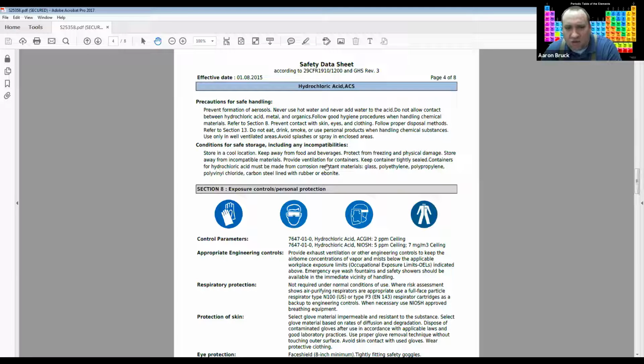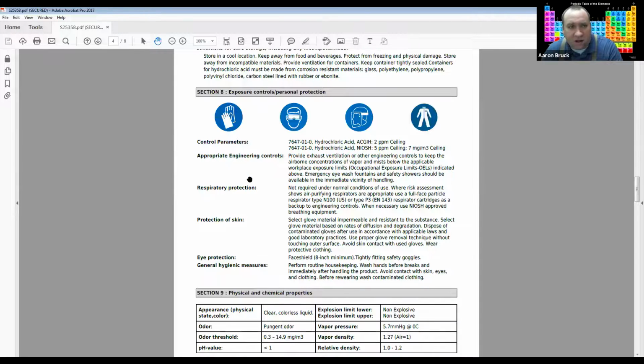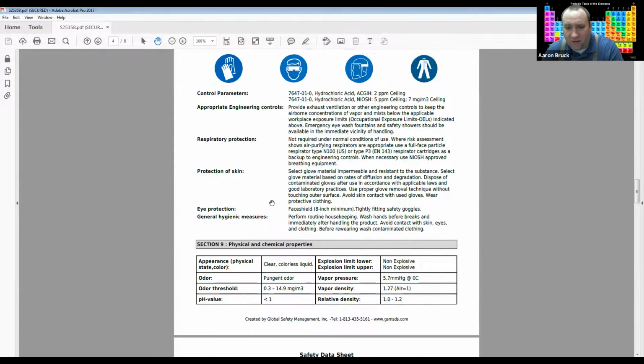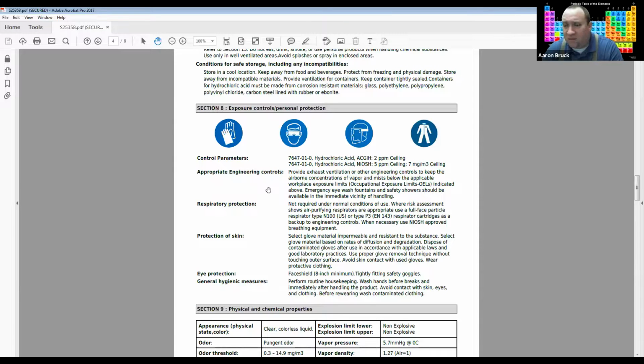It must be stored in corrosion-resistant materials such as glass, polyethylene, polypropylene, these are all plastics, or carbon steel lined with rubber or ebonite. The reason for the lining there is that it's a corrosive material that's going to eat through metal, so you can't store it in a metallic container of any kind. It'll eat right through it. So this is an example of a safety data sheet. And like I said, a quick internet search can pretty much get you the safety data sheet for really anything out there.